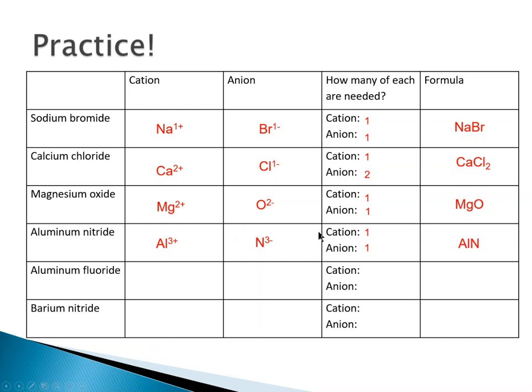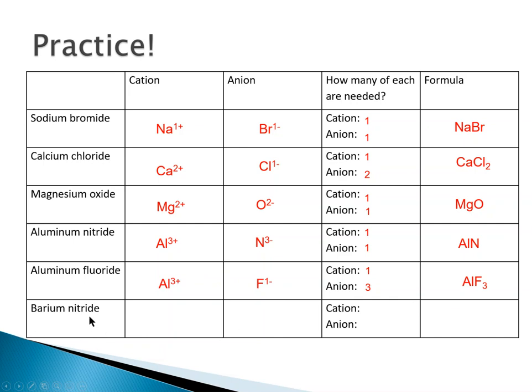For aluminum fluoride, we're still dealing with aluminum, so it still has an ion with a charge of 3+, and fluoride, being a halogen, has a charge of 1-. So in order to make this neutral, I could stick with one aluminum ion and have 3 fluoride ions to make the total negative charge match the total positive charge. So aluminum fluoride has the formula AlF3.